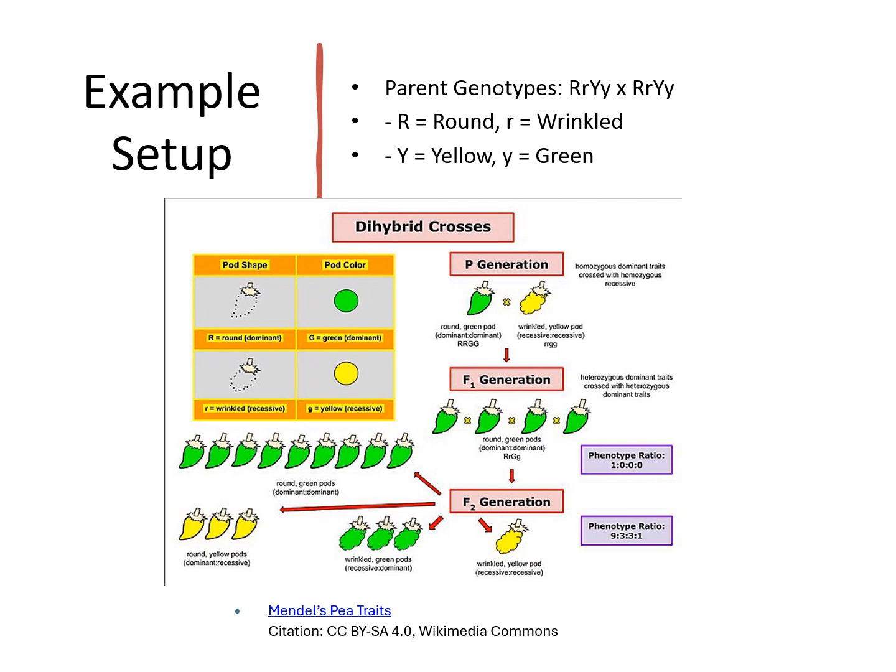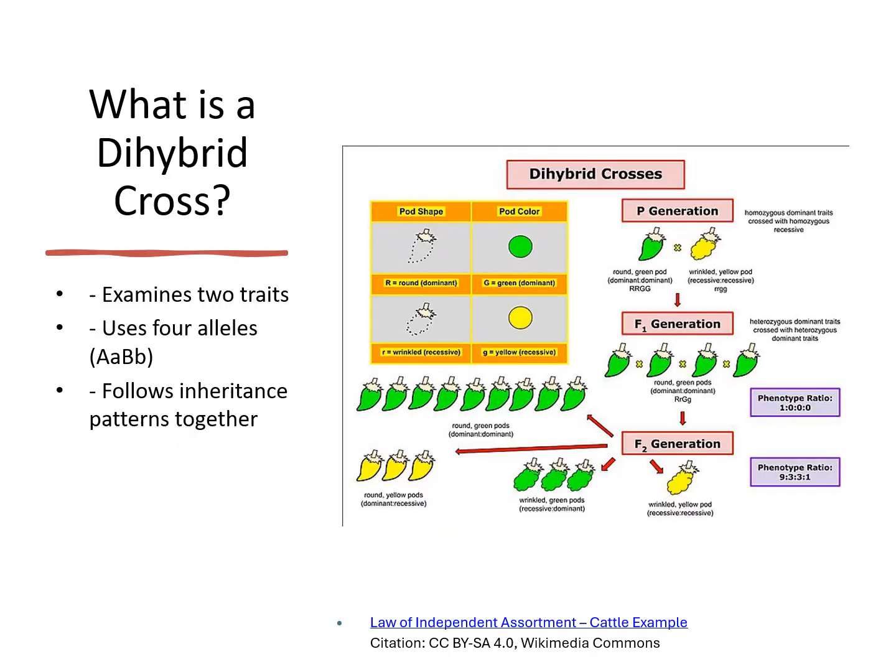We will cross heterozygous parents for both traits, seed shape and seed color. This is the classic dihybrid cross example from Mendel's pea experiments. What is a dihybrid cross? When we set up the 4x4 Punnett square, we find 16 possible offspring combinations. The phenotypic ratio is 9 round yellow, 3 round green, 3 wrinkled yellow, and 1 wrinkled green.